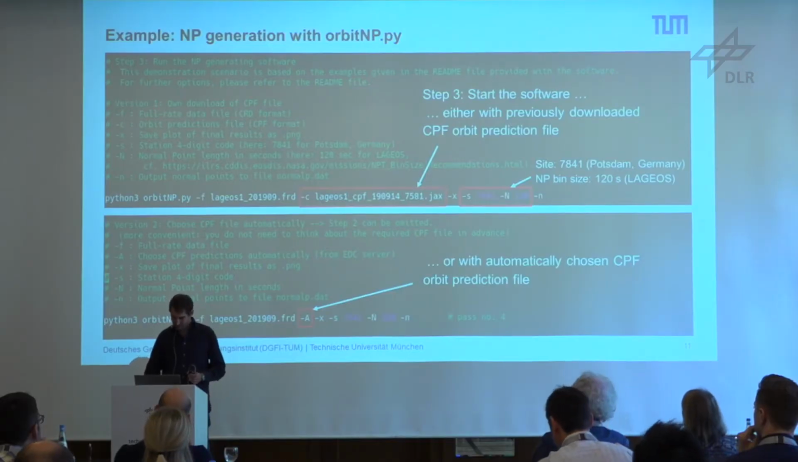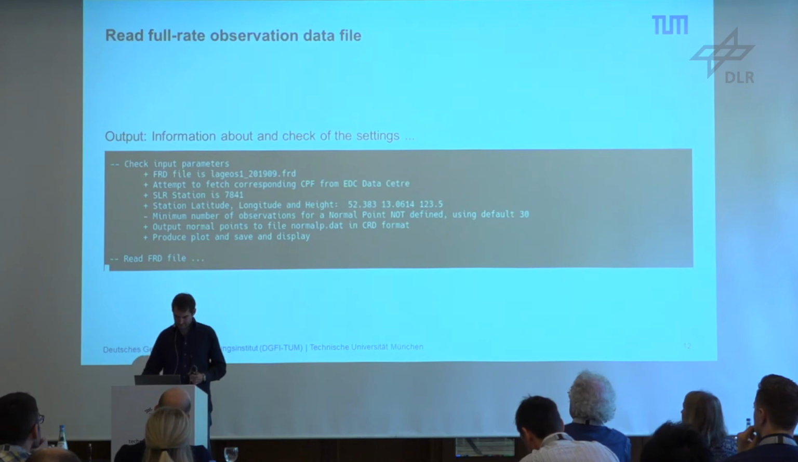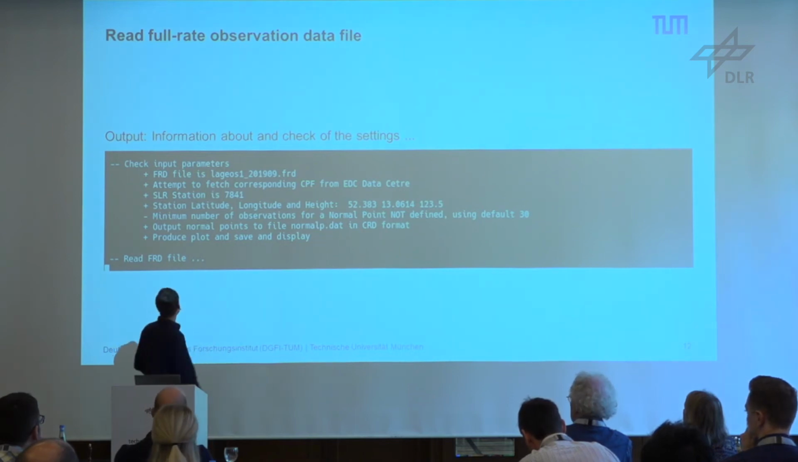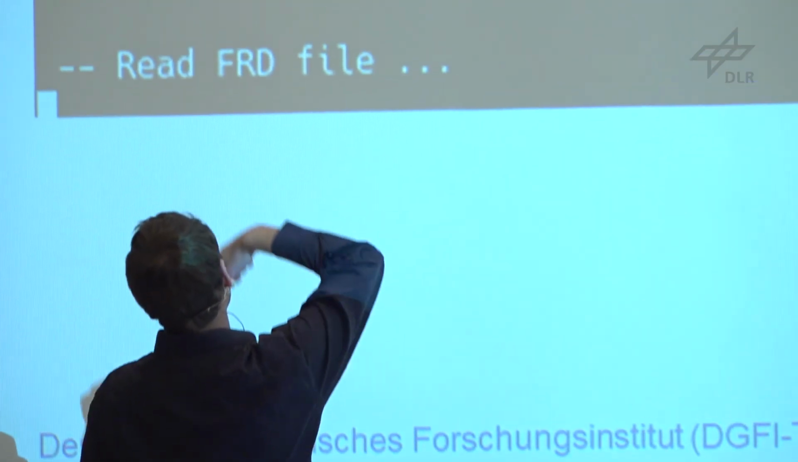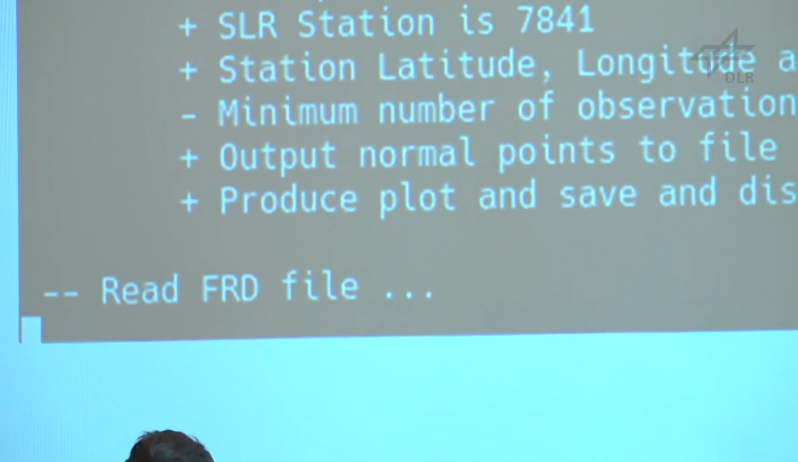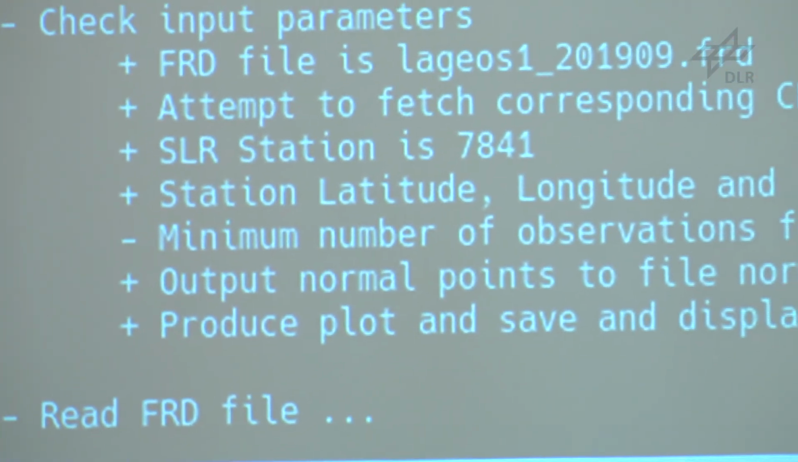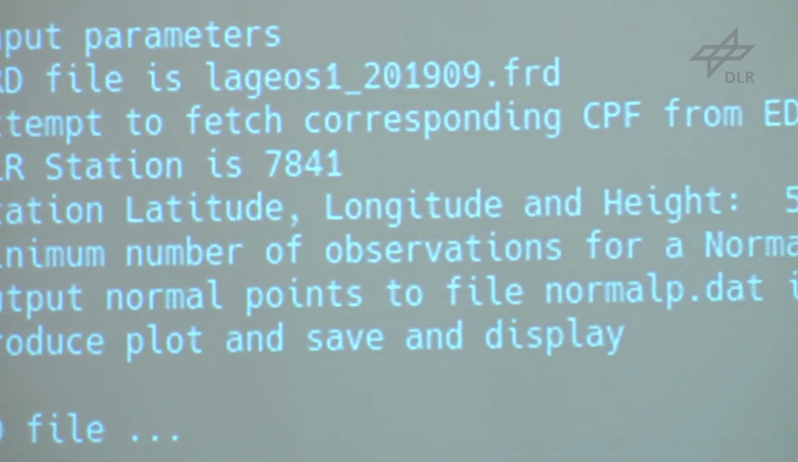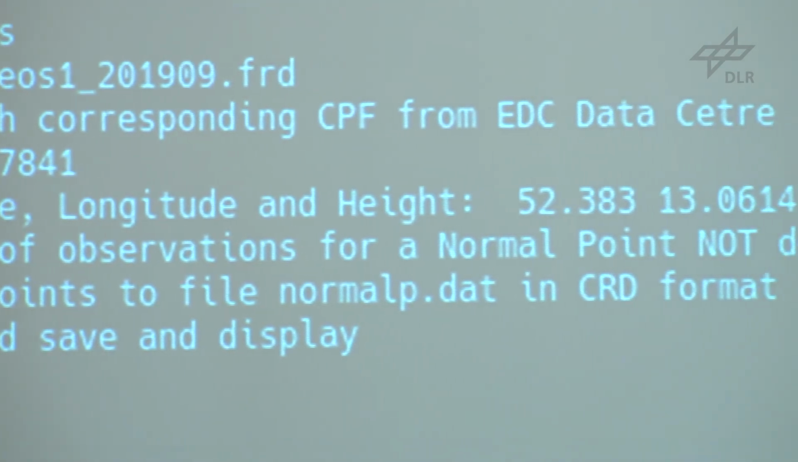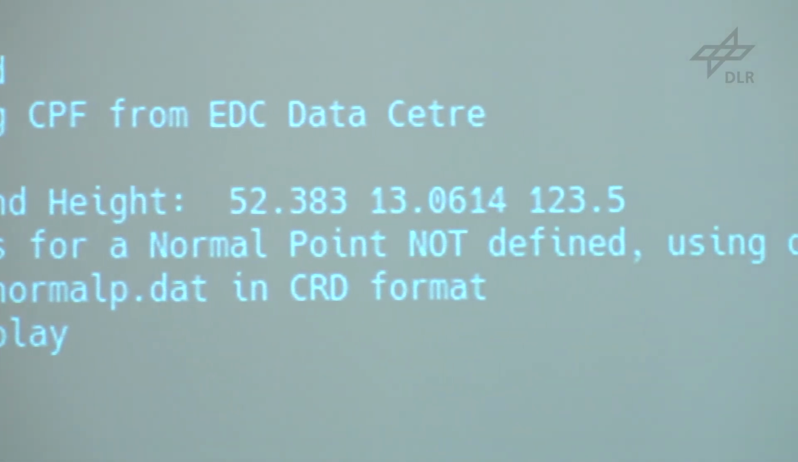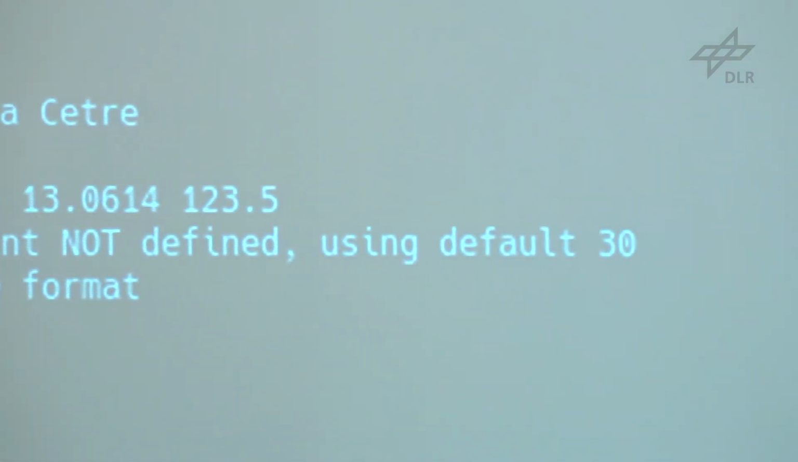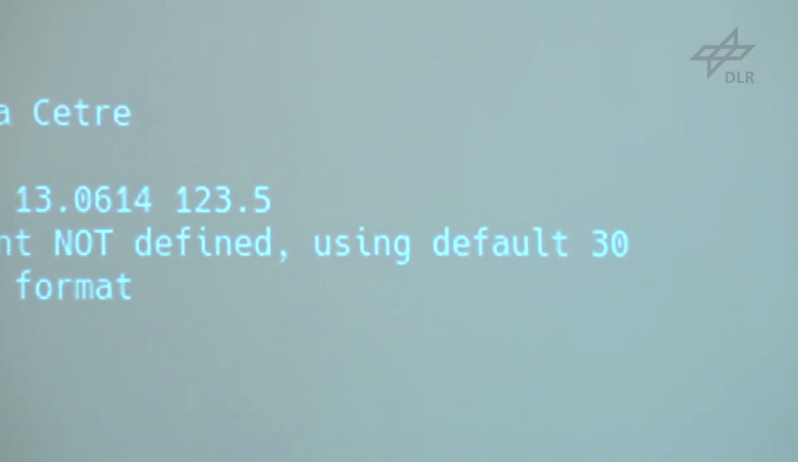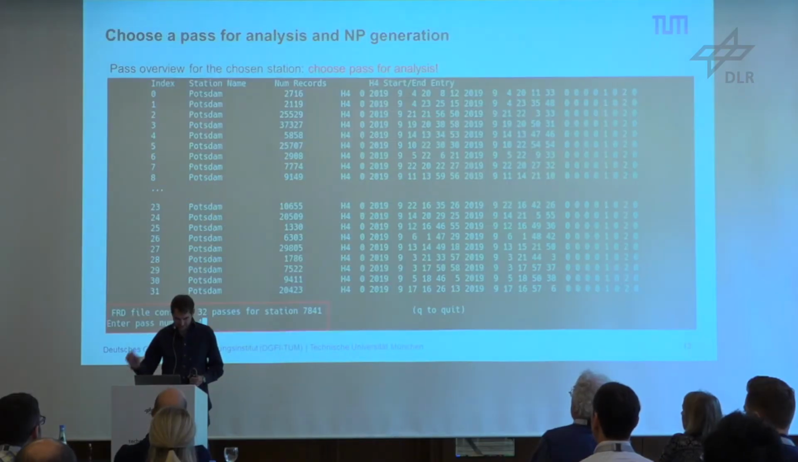Okay, so now we call our program. We decided to start it, and you get some information. So the program is checking the input parameters. We defined basically everything which is stated with a plus in the beginning of the line. What we did not define in our call is the minimum number of observations for a normal point. The program uses a default of 30. So each normal point which we get will contain at least 30 full rate data points. Yeah, let's go on.